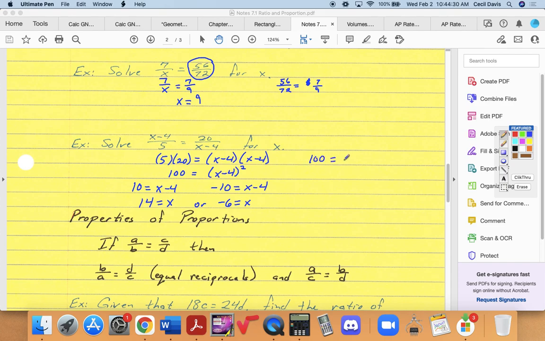You would end up with 100 is equal to x squared minus 8x plus 16. Then you would subtract 100 from both sides. This would be x squared minus 8x minus 84. And then you'd have to factor this. And if you want to do it that way, that's fine. It turns out that this is x minus 14 and x plus 6. So either x minus 14 is 0 or x plus 6 is 0. So you get x is 14 or x equals negative 6.